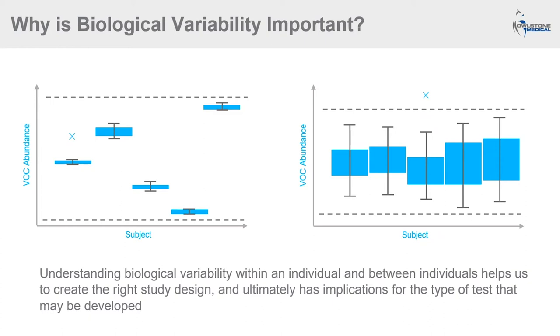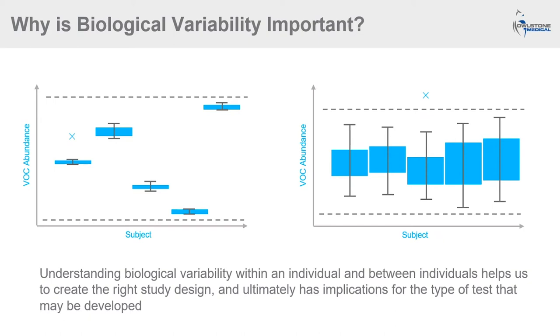But then consider the scenario on the left-hand side. The variability in VOC abundance for each subject is very small, but the variability across the global population is big. So it means the threshold for normality cannot really be based on the global population. So what's abnormal for the first person is normal for the second person.